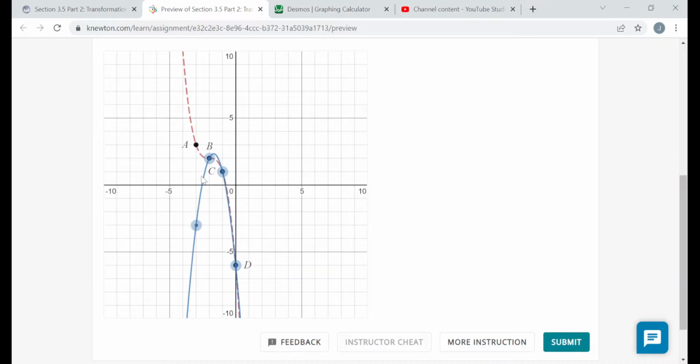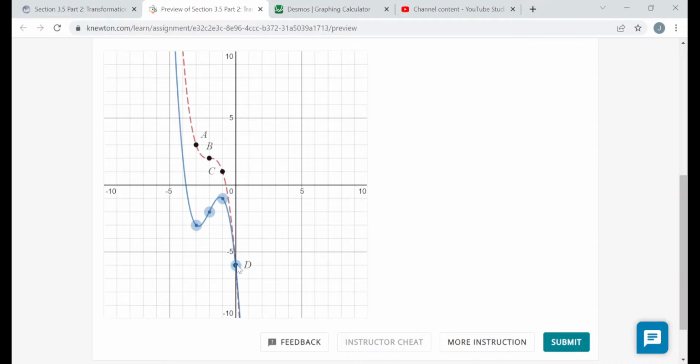There's the reflection of A across the x-axis. Point B has a y value of 2. Reflect it, it'll have a y value of -2. There's point B reflected across the x-axis. Point C has a y value of 1. Reflect it across the y-axis. And there you go. And that has a y value of -1.